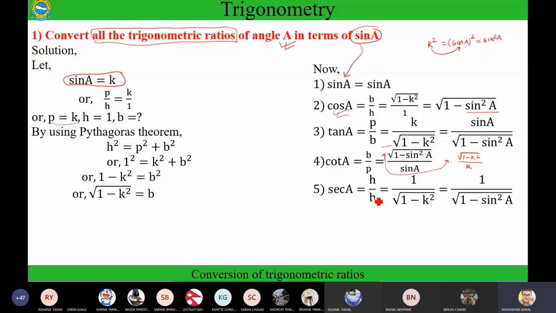Similarly, sec A is equal to H by B. The value of H is 1 here, and B is square root of 1 minus K square. Simplify it, it will be 1 by square root of 1 minus sine square A. Similarly, cosec A is equal to H by P. It is equal to 1 by K, since P is K, so it is equal to 1 by sine A.